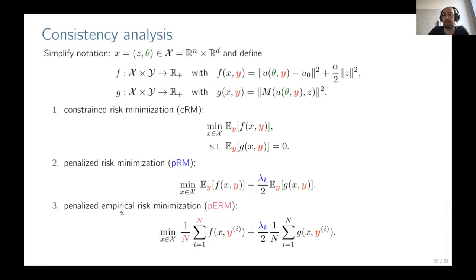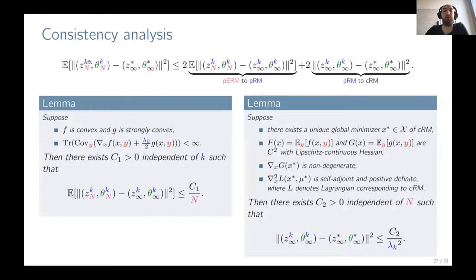So for example, in our particular setting, we assume that we have an IID representation of the underlying random variable, so we just have an IID sample of it, and then we replace the expected values through standard Monte Carlo approximations. And now the idea is to consider the limit lambda k going to infinity and also the sample size going to infinity. So in the end, we want to approximate the constraint optimization problem solution, but we only solve the unconstrained and also empirical risk minimization problem.